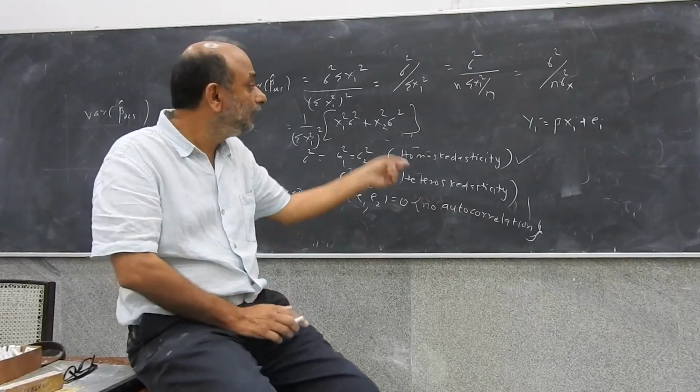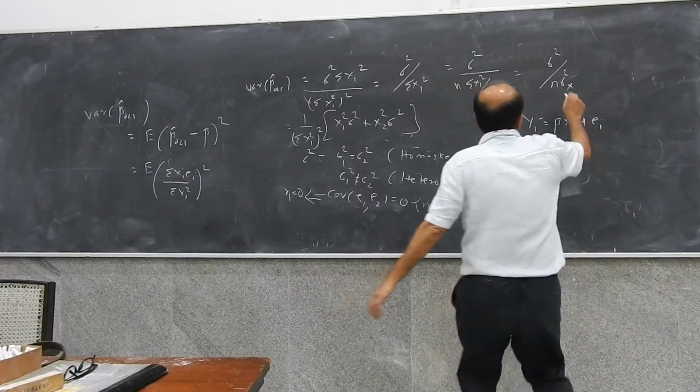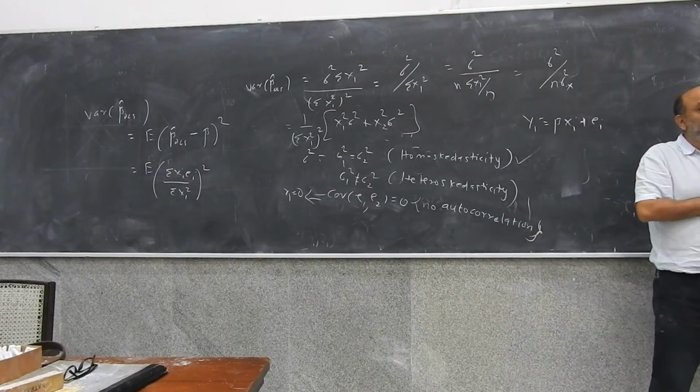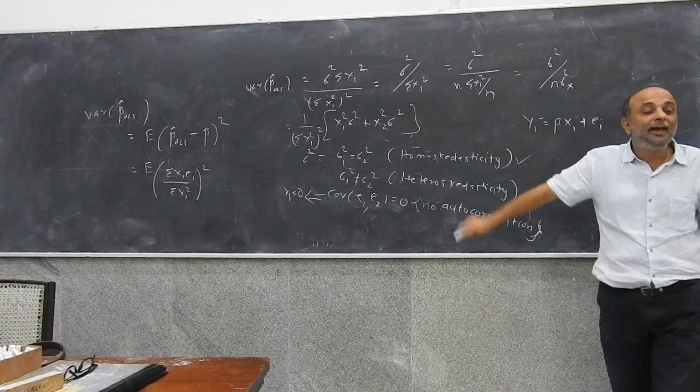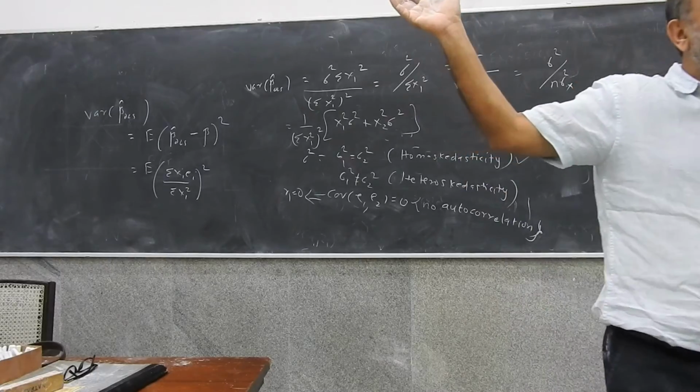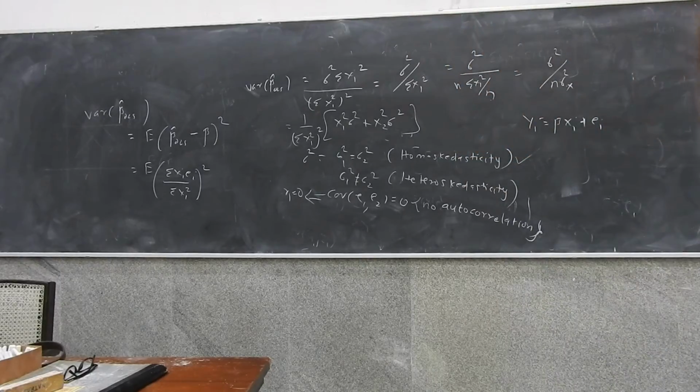Right? So if the variance of x is 0, the variance of beta hat will be undefined. Which is another way of saying that if there is no information in x, right, you can't estimate beta hat at all, and therefore you cannot say anything about its accuracy.